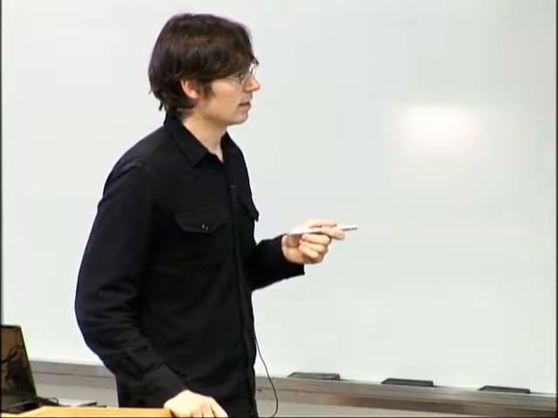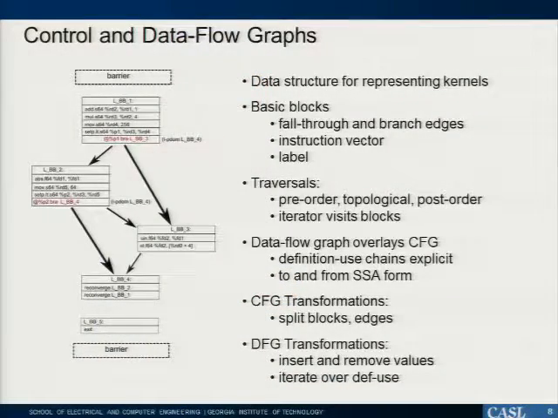So basically, each of these potentially could have a predicate operand. Generally, it's just always predicated on. In the case of the conditional branch, there's an explicit predicate. So that's that. So, the control and the data flow graphs.